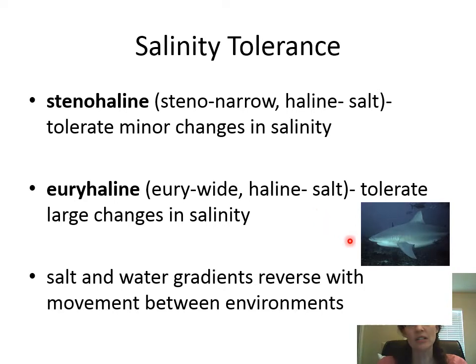And we have bull sharks. They can do this. They are one of the few that are able to go from saltwater to freshwater. The Jaws shark was based on bull sharks that have that ability to be found in rivers as well as in the ocean. When the shark moves between those two environments, the salt and water gradients completely reverse with the movement between those. So we do see some specializations that we'll get into in a minute.